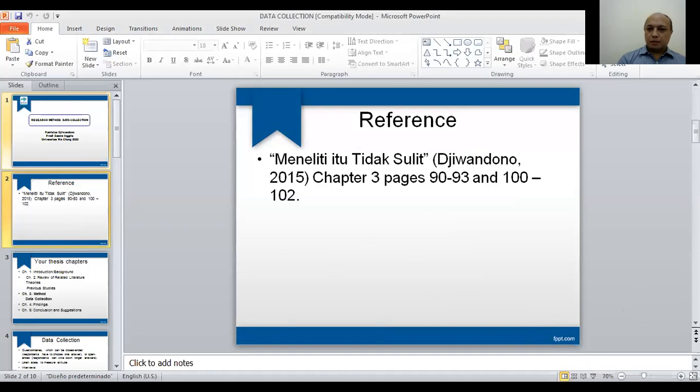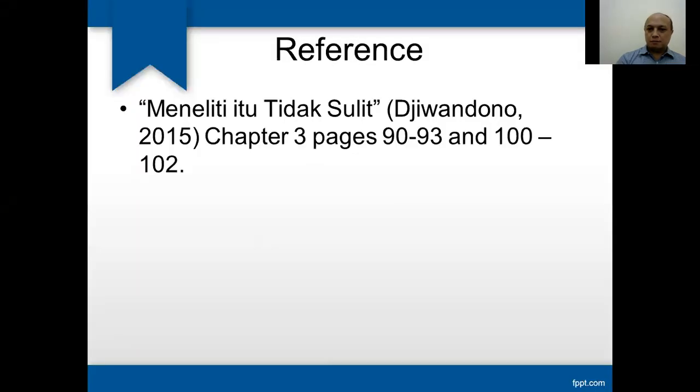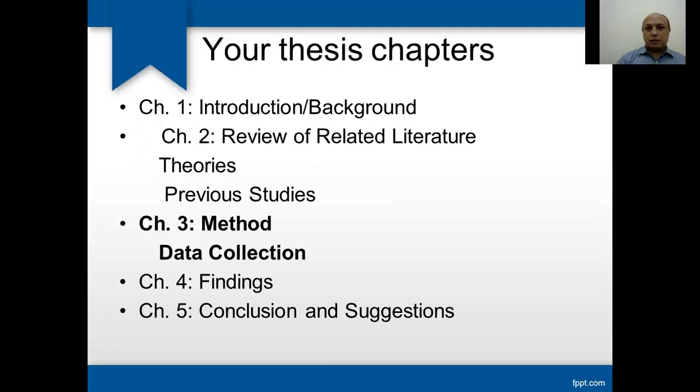Okay, let me enlarge this. So again, to remind you, your thesis chapters will look like this. Chapter 1, Introduction. Chapter 2, Review of Related Literature, Theories and Previous Studies. And Chapter 3 is Method, which we are going to talk about today. More specifically, we are going to focus on data collection. And then you have Chapter 4, Findings. Chapter 5, Conclusion and Suggestions.